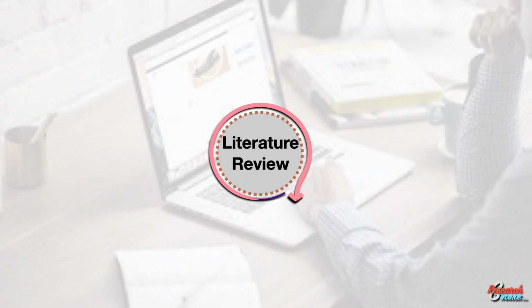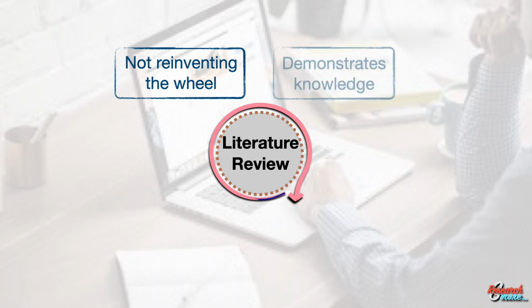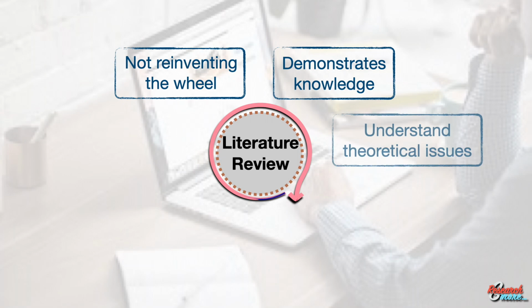The literature review section in your proposal serves several important functions. First and foremost is to ensure that you are not reinventing the wheel so that you can bring novelty to your research work. By citing related past research in the literature review, you are giving credits to those who have laid the groundwork for your study. Through your critical review of the literature, you are demonstrating a sound knowledge of the research problem. You are also demonstrating your understanding of the theoretical and research issues related to the research problem.